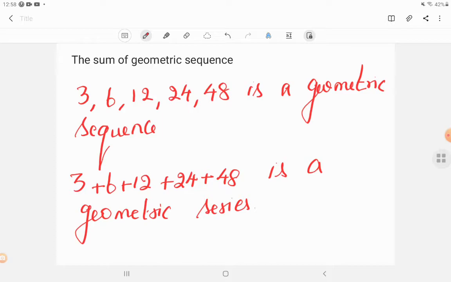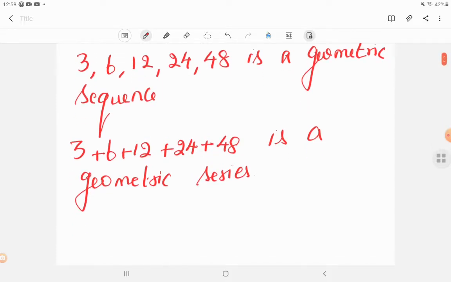So first let's look at this example here. Look at this geometric sequence, which is 3, 6, 12, and so on. The first term is 3 and the common ratio is 2 here. When we write it as 3, 6, 12, and so on, this represents a geometric sequence. But when we add the terms, like in the second step, you can see it's 3 plus 6 plus 12 and so on. We call it the geometric series, and we represent the geometric series as Sn.